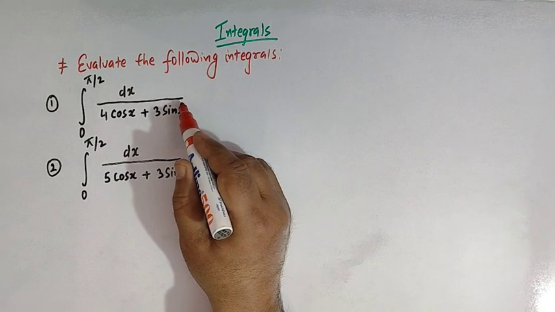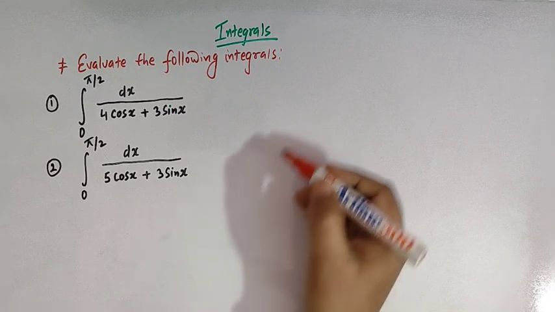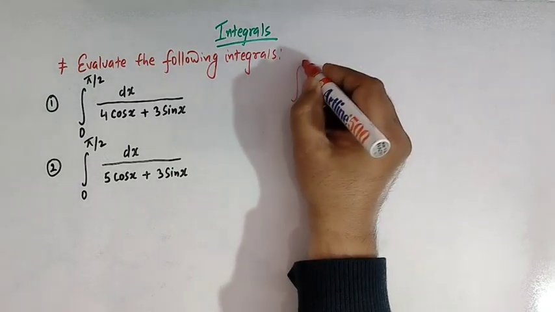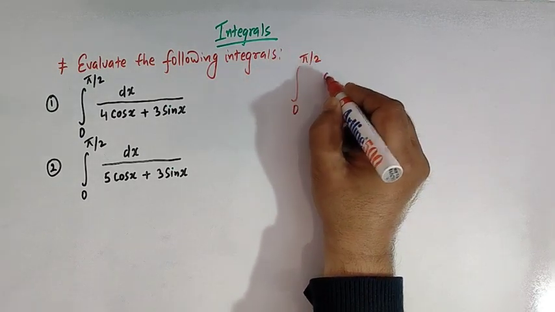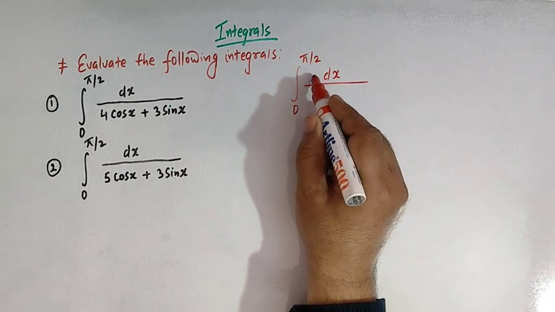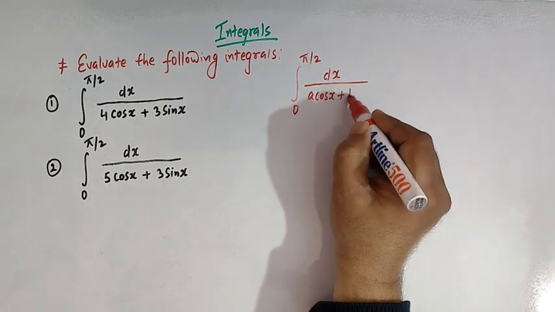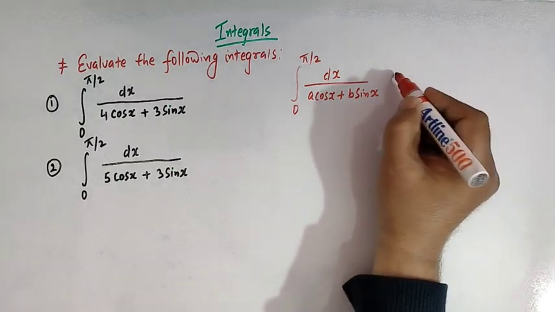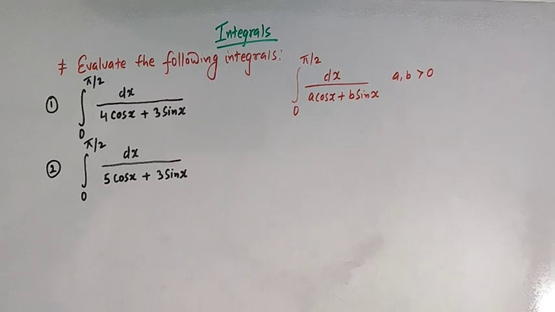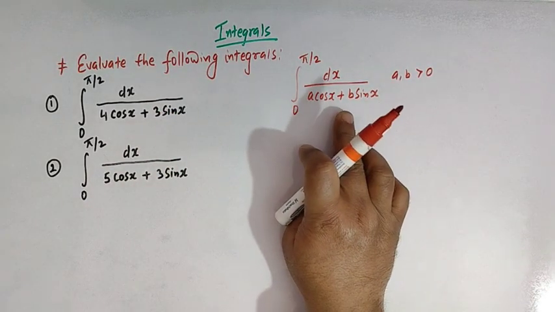If we closely observe the form of these two integrals, we can easily realize that the limits are from 0 to pi by 2, and the integral is of the form dx over a cos x plus b sin x, where a and b are greater than 0. So the form of these two types of integrals is similar.